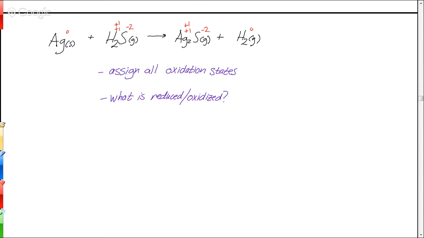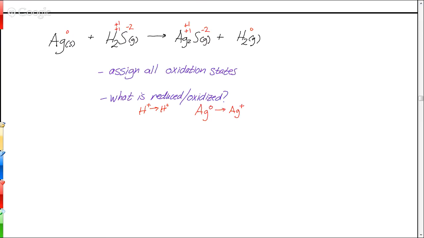What is reduced? What gained electrons? Silver. Nope. Silver has lost electrons. So silver is oxidized because it goes from silver 0 to silver +1. That's oxidation, loss of electrons. So what's reduced? Hydrogen, because hydrogen goes from H+ to H0. So going from +1 to 0 is a gaining of 1 electron.